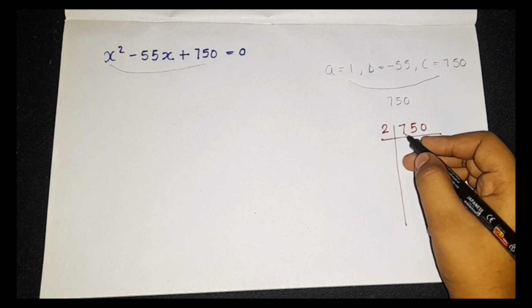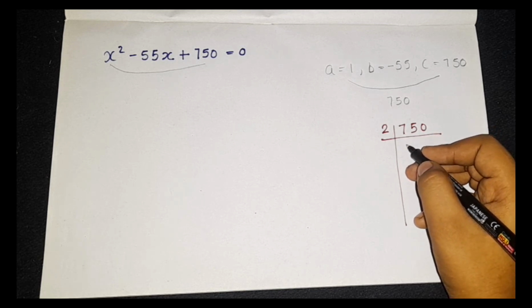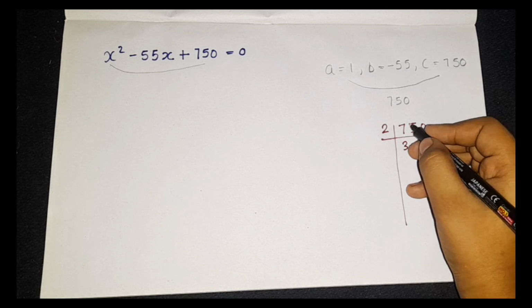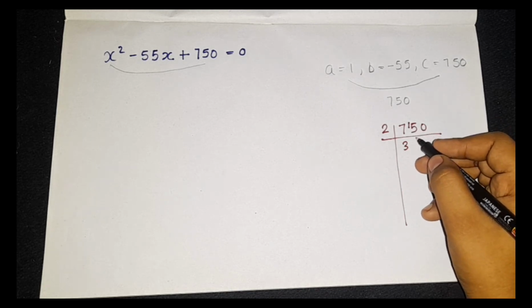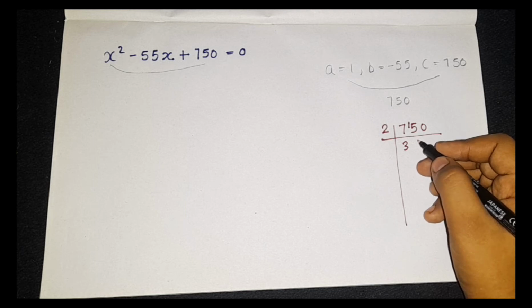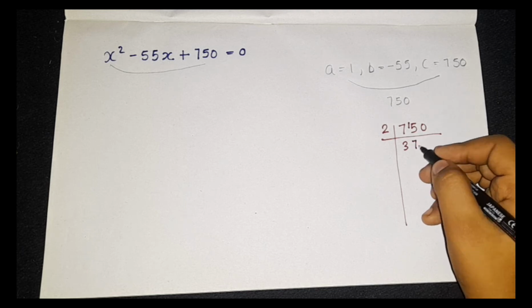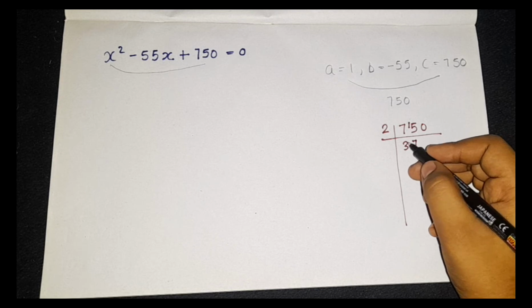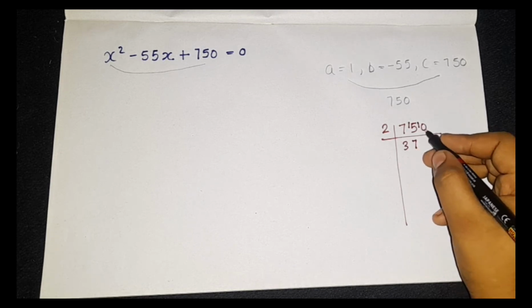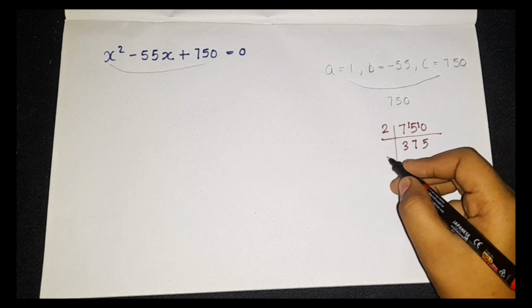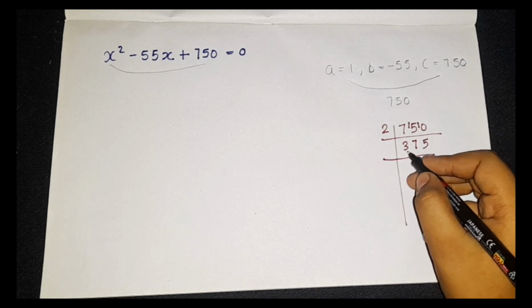We don't get 7 in the second table, but we get 6. So 3 2s are 6, 1 remains. So we have 15 right over here. We don't get 15 in the second table. We can take the smallest compared to 15, that is 7 2s are 14, 1 remaining. So now we have 10. Okay, so 5 2s are 10. So now we have 375.